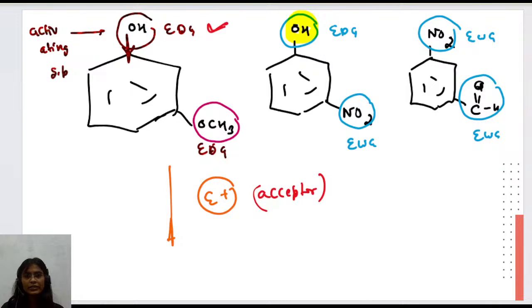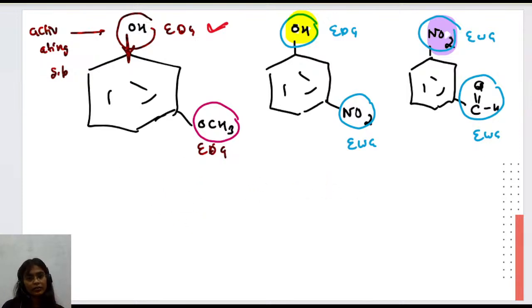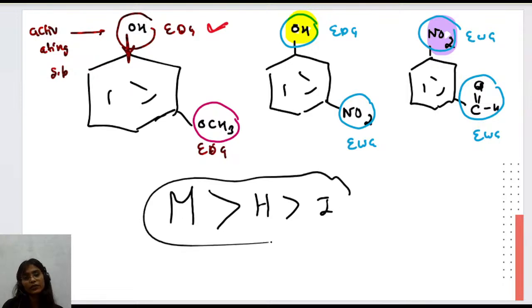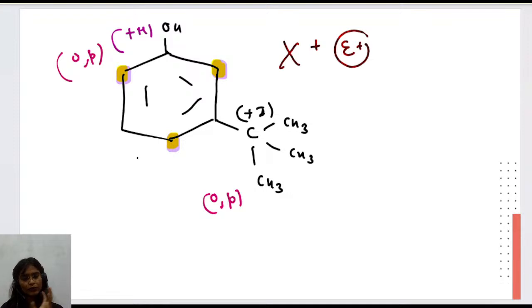Now between this and this, who's going to decide again? The stronger one. So what is the simple story? If both are donating, the stronger one is the deciding factor. If both are withdrawing, the stronger one is the deciding factor. But if one is electron donating and one is electron withdrawing, the donating one is the deciding factor. First point clear? Now if we have three effects, like mesomeric, hyperconjugation or the inductive effect, we discussed many times which is more dominating. We know this. Now let's go back to the question.